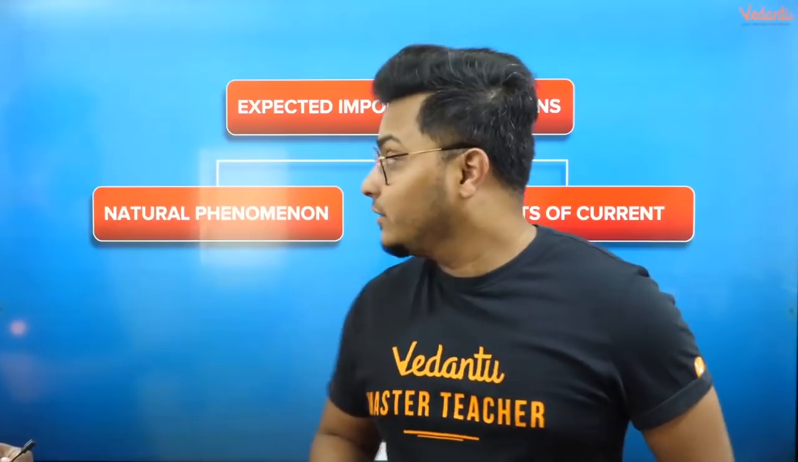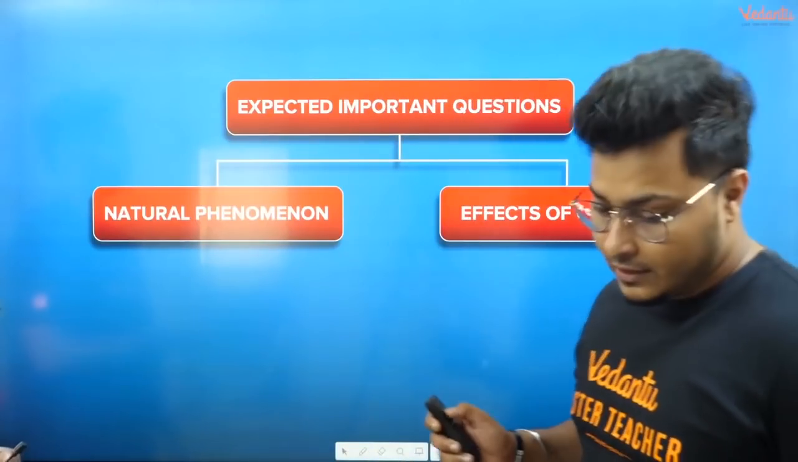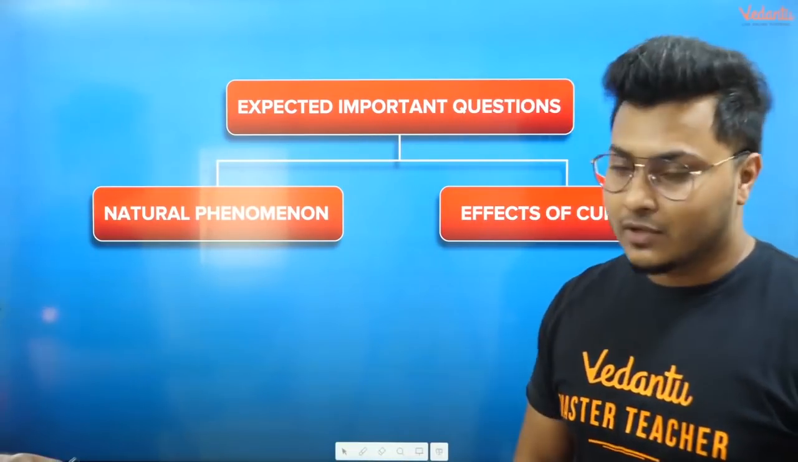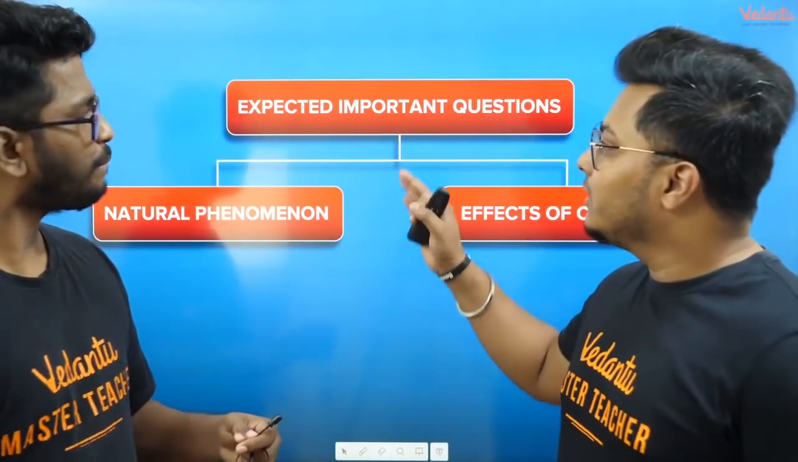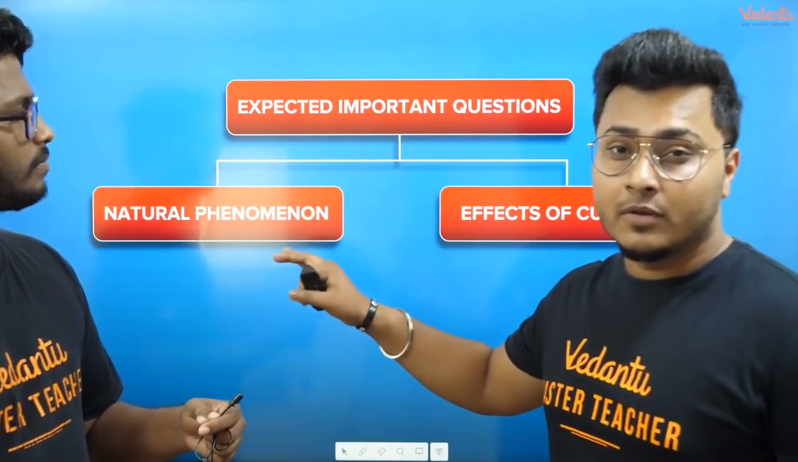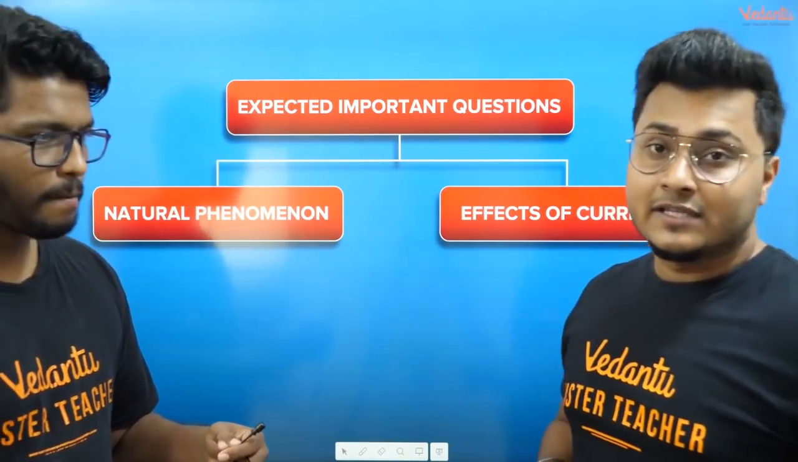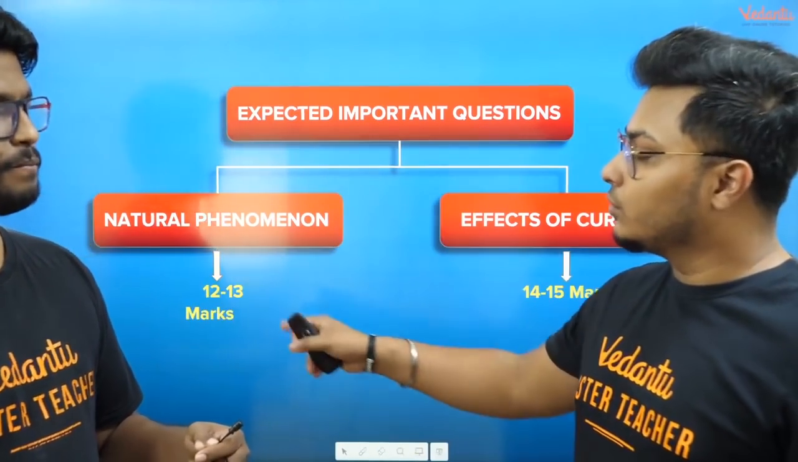Correct. Now let's move on to the next part, which is this. Anup sir can also come on the screen now. So it's very simple. We analyzed the entire thing and we realize that expected important questions from the natural phenomena part of the unit, which is the light and the colorful world unit, are somewhere about 12 to 13 marks.